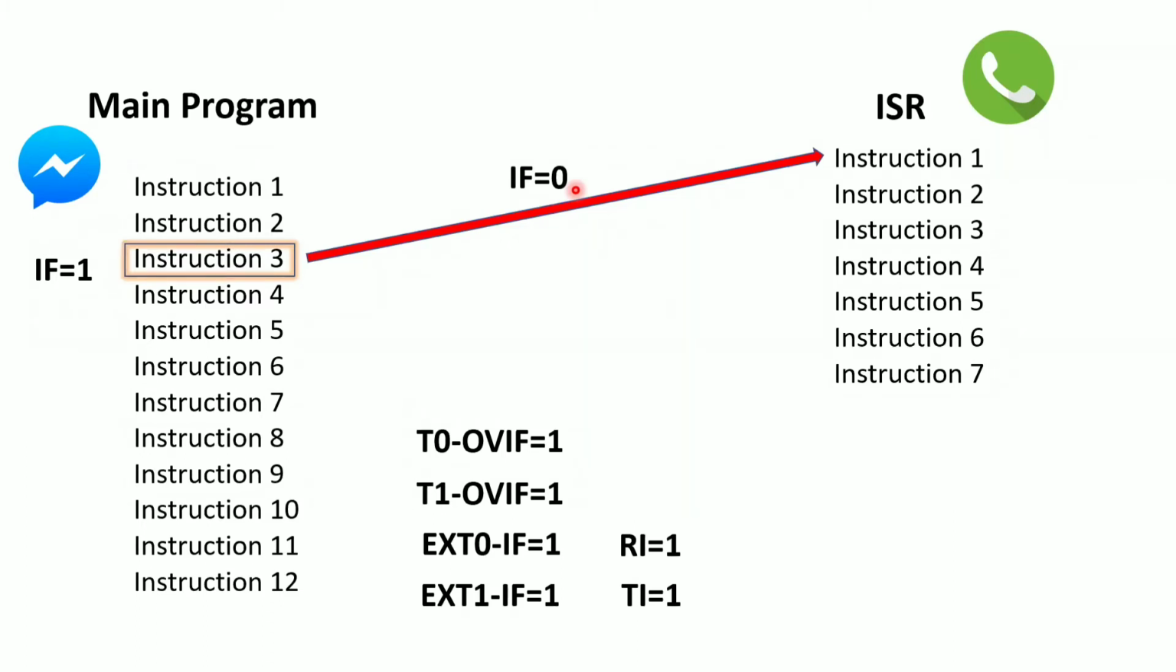Whenever the interrupt flag is 1, it will see that the interrupt is not yet processed. That's why, every time an interrupt is generated, the interrupt flag should be 1, and during the interrupt processing, you need to make the interrupt flag equal to 0.